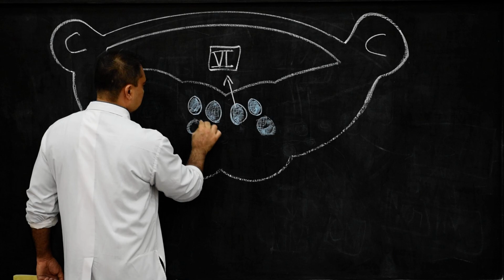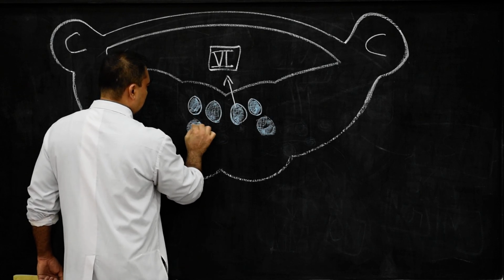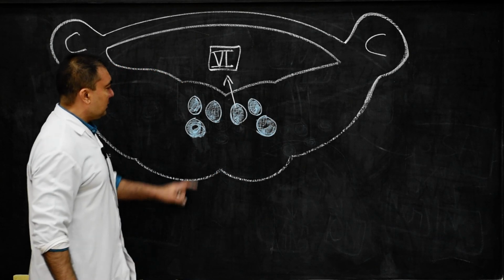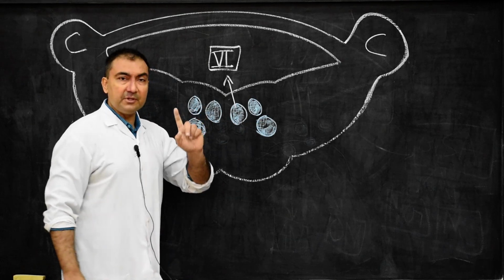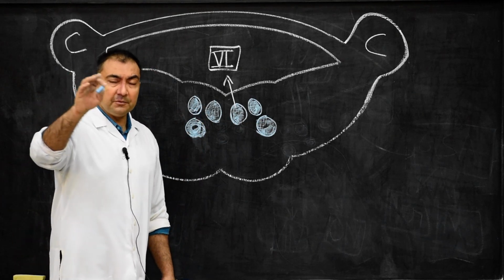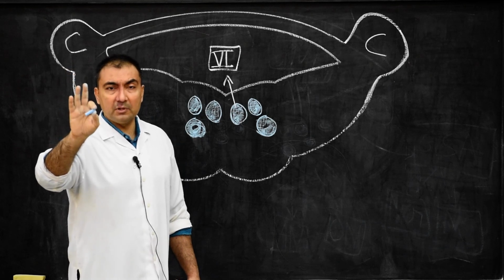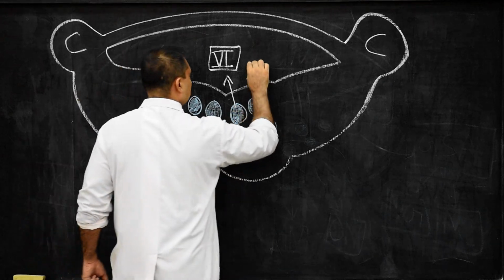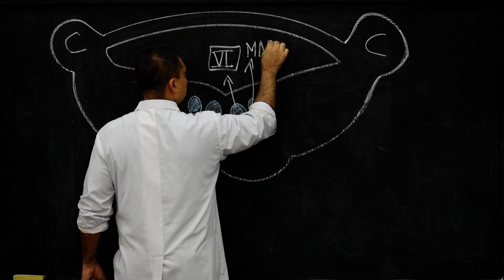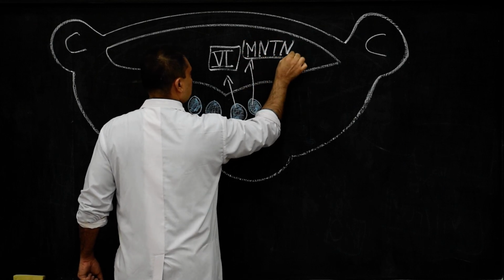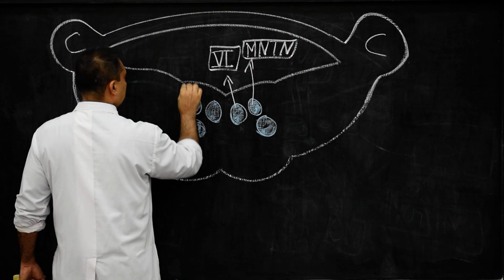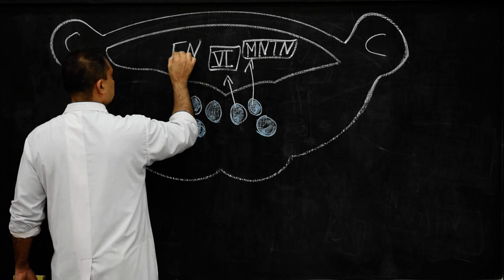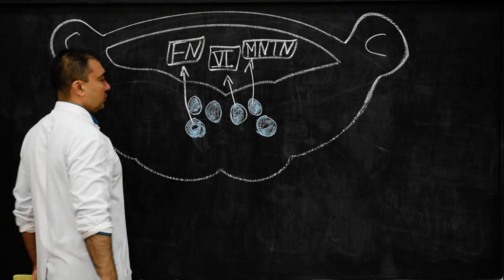Now this motor nucleus of facial nerve we will draw slightly ventrolateral to the abducent nucleus, and the trigeminal nerve nucleus is the motor nucleus of trigeminal nerve, not sensory. This will be the motor nucleus of trigeminal nerve. Here we have written this, and here we go with this nucleus as the facial nerve nucleus, the motor nucleus.